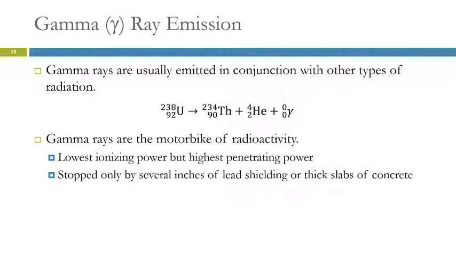So here's an example of gamma radiation. Here we've got uranium-238 undergoing alpha emission, alpha decay, and along with the alpha particle, a gamma ray is also emitted.